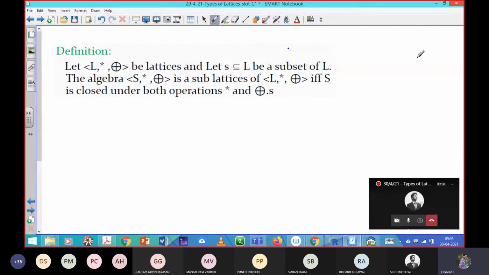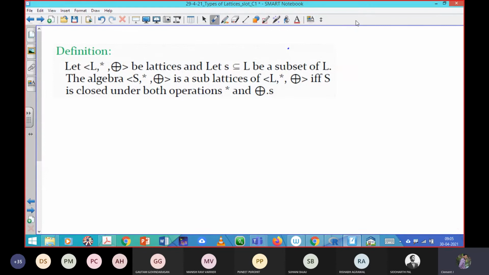If an algebraic system satisfies the closure property. Here you will be provided the set L, in which you are going to pick a subset S, a subset of L. It satisfies the closure property with respect to two operations, the GLB operation and the LUB operation, like A star B and A plus B. Both should belong to S, not to L.